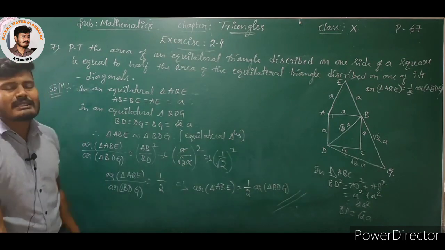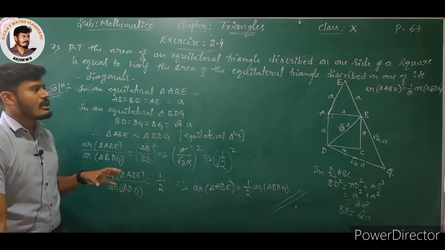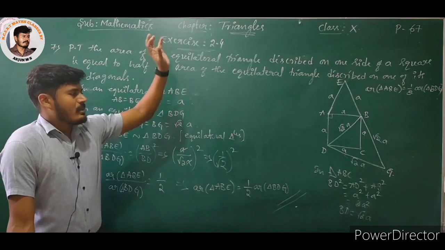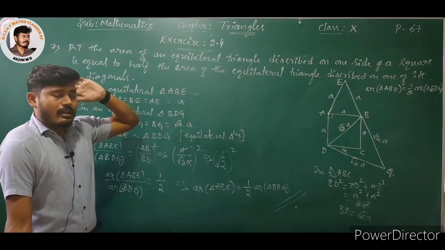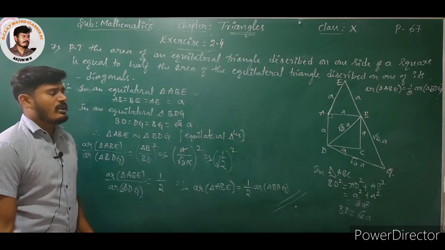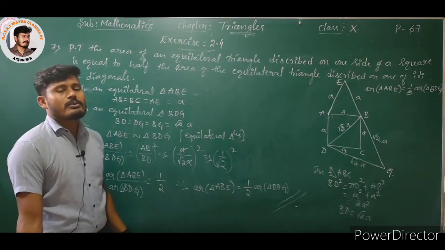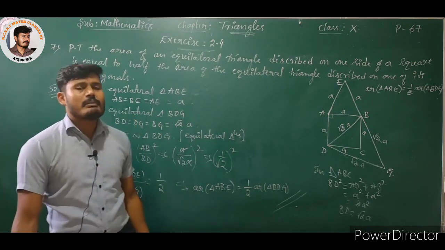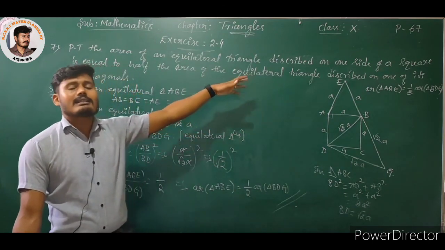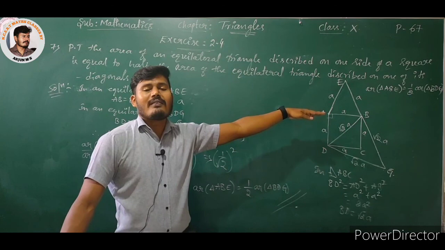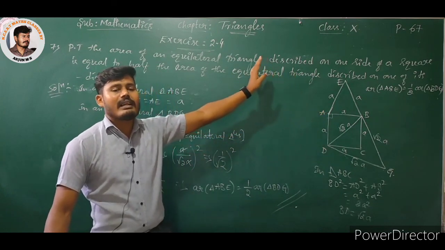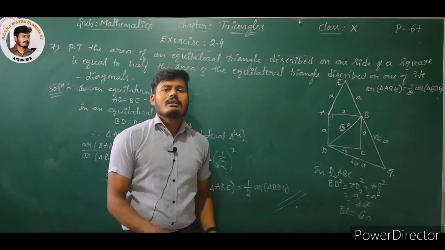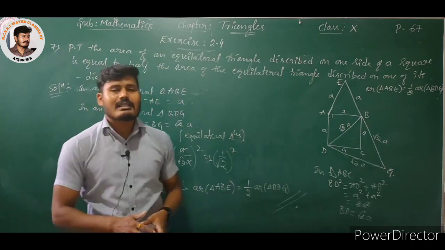Just observe, this is a very simple and easy solution of the 7th question. You just draw a proper figure or diagram for this particular question, then only you can easily find the proof. So area of triangle ABE is equal to half of area of triangle BDG. It means the area of equilateral triangle described on one of the sides of a square is half of the area of equilateral triangle described on one of its diagonals. So these are the solutions of 6th and 7th questions.